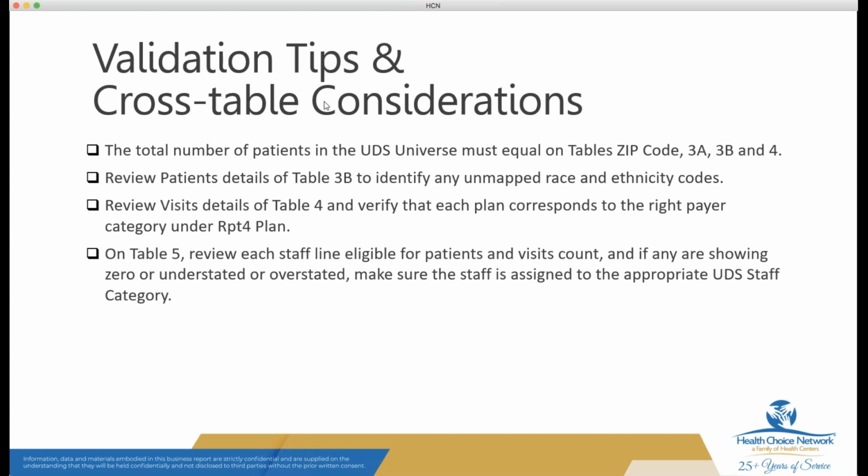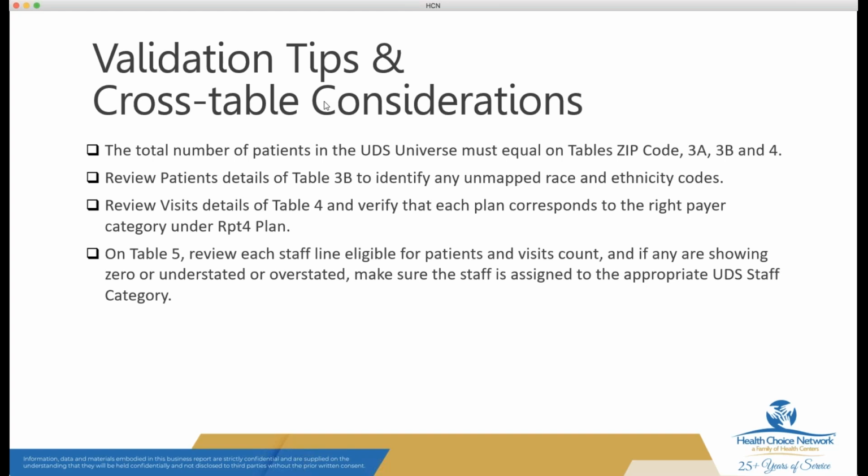And then on table 4, and I think I may have mentioned this before, when you're looking at that report and you see a high number of patients reported with private insurance, now of course this might be valid, but if you know that you don't have a lot of patients who have private insurance, or you have a large uninsured patient population and you expect the number to be higher, then you want to definitely make sure that you have your plans mapped correctly.